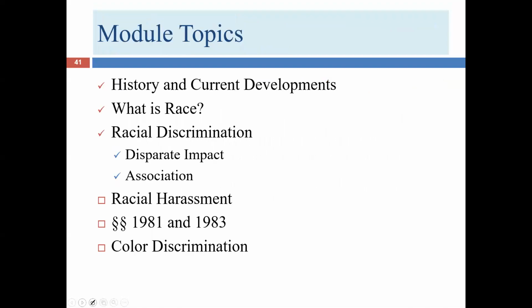So at this point, we have completed our first section, our first half of our module about race and color discrimination. We talked very briefly about the history. We talked about what race means, both in terms of biology and in terms of how these terms are defined in the statute. And we've looked at racial discrimination both as a disparate treatment topic, a disparate impact topic, and a topic of association discrimination. In our next presentation, we'll talk about racial harassment. We'll do a little bit deeper dive into sections 1981 and 1983, and we'll end with a discussion of color discrimination.